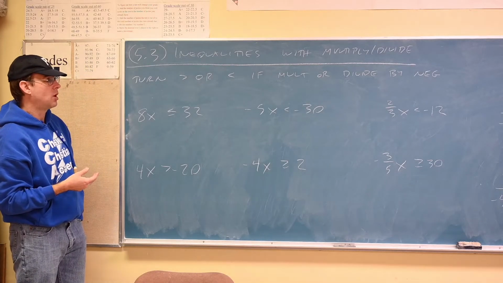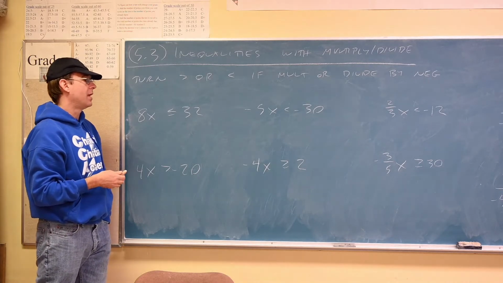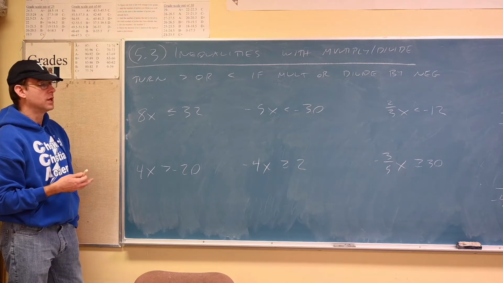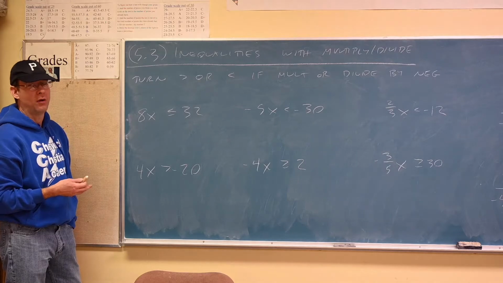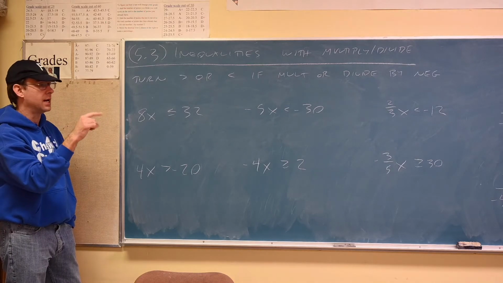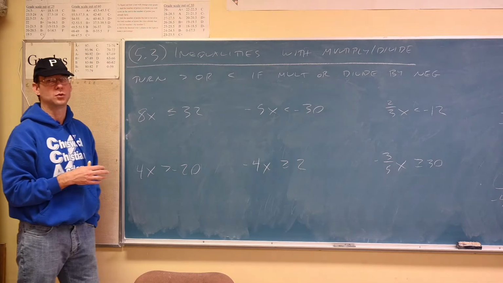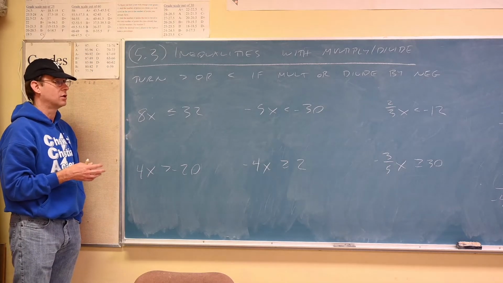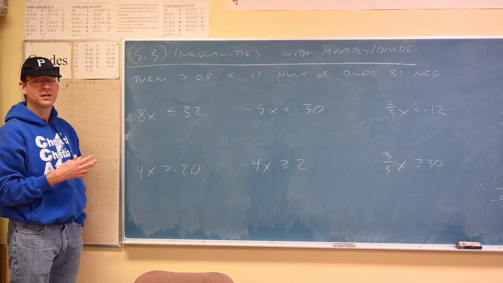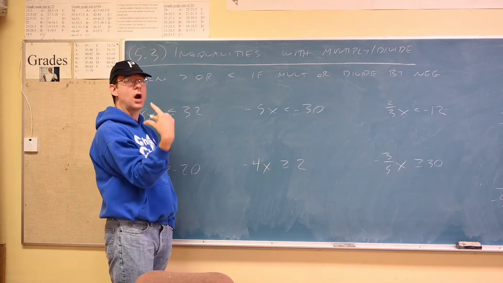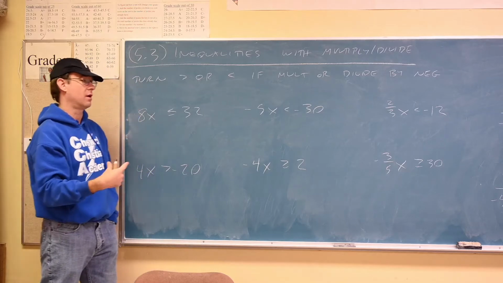So some of these problems, if you scan around the board, they all have negatives in them somewhere. Sometimes the negative is with the variable, and we care about that. That's going to make us turn the sign. Other times the negative is not with the variable, in which case we just don't care. That's not going to have anything to do with us turning the sign. Half the time the signs are going to stay the way they are. The half that we turn is when the negative is with the variable.